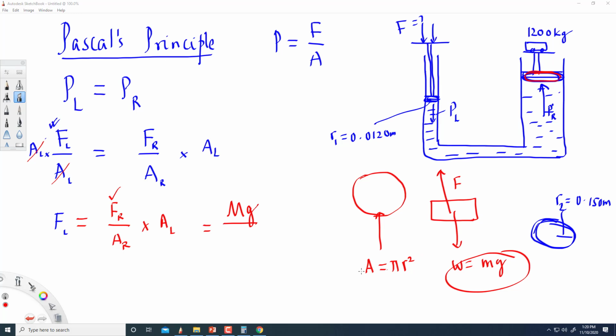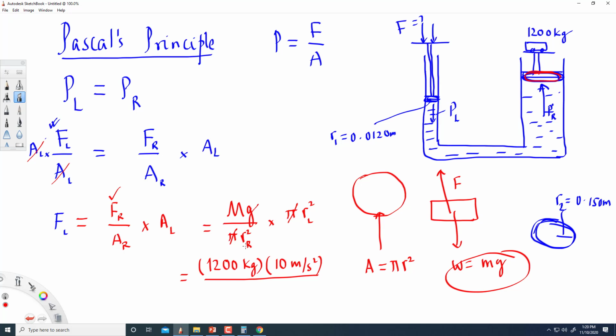And so we are talking about the area on the right side. So pi times the radius of the piston on the right side, squared. Area on the left side is pi times the radius of the piston on the left side, squared. So pi and pi are common, so you can cancel them. Now mass of the car is 1200. G, we already know what g is. It's 10 meters per second squared.